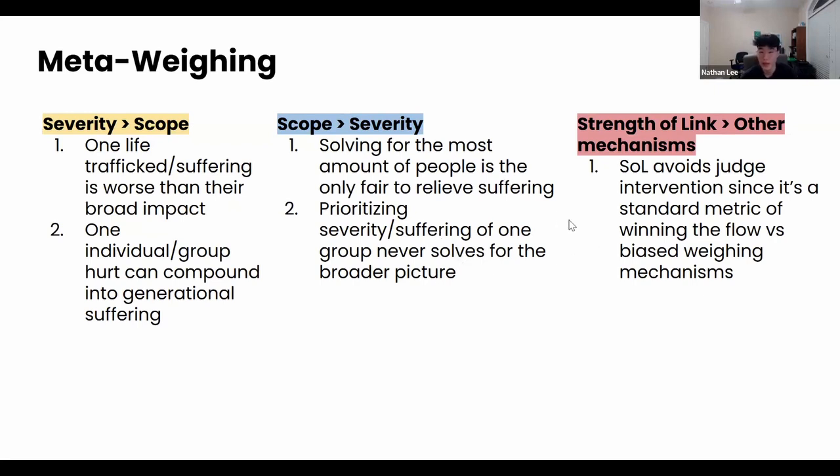All right. Then, as I mentioned a second ago, another meta-weighing mechanism is strength of link over other traditional mechanisms. So the argument that's made is that strength of link avoids judge intervention since it's the standard metric of who's winning the flow, right? In contrast, if you're trying to appeal to a judge's emotions using severity, or a judge's political beliefs based on the probability of a certain candidate winning, you're inherently opening yourself up to intervention by the judge. But something that's always fair and not biased is strength of link. All right.